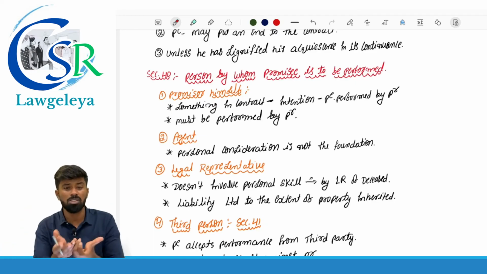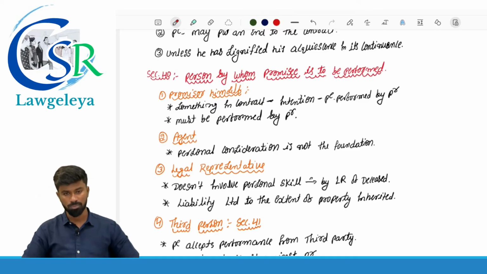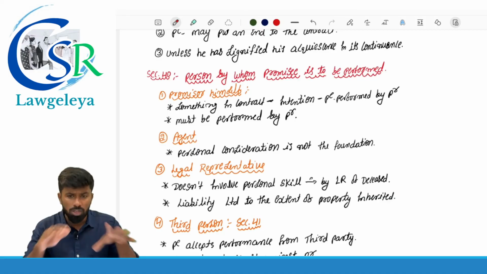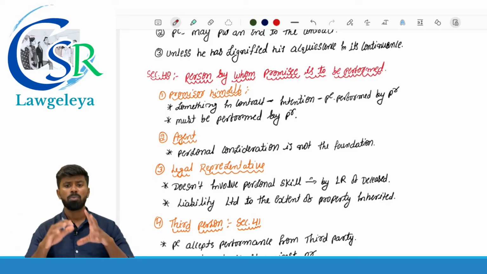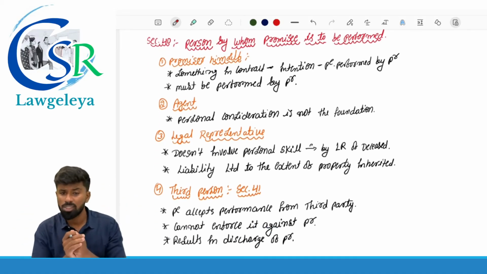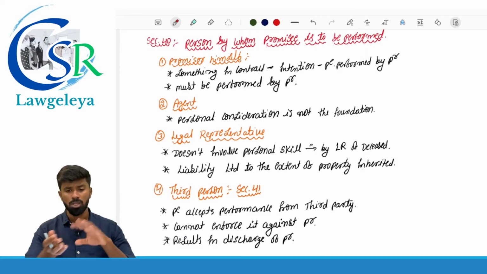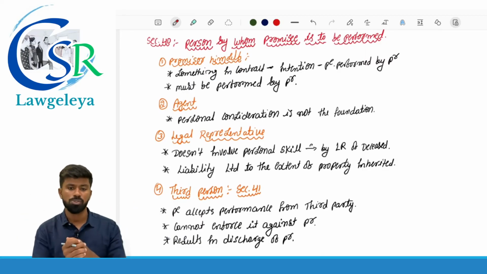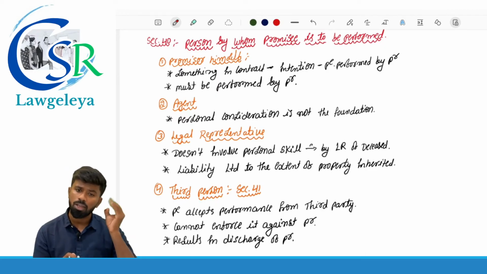Or where the personal consideration is the foundation of the contract, it should be performed by the promisor. Other than that scenario, if personal consideration is not the foundation of the contract, then the promisor or his legal representative can employ a competent person to perform the contract. Next one, if a contract does not involve personal skill and if the promisor dies, who shall perform the promise? The promisor's legal representative. However, the liability of the legal representatives is limited to the extent of property inherited.